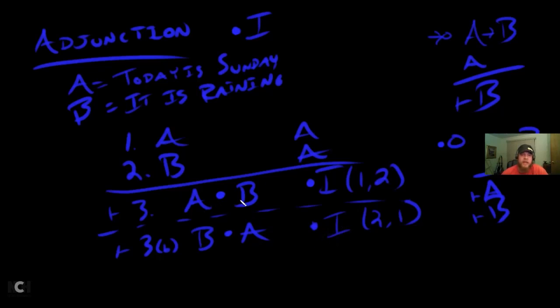If I say today is Sunday and it's raining, and then I say it's raining and today is Sunday, they mean exactly the same thing. Okay, there's no change in the meaning. Whereas, if I took an arrow and turned it around, that does something completely different. That completely changes the meaning of what's going on. So you can't do that with arrows.